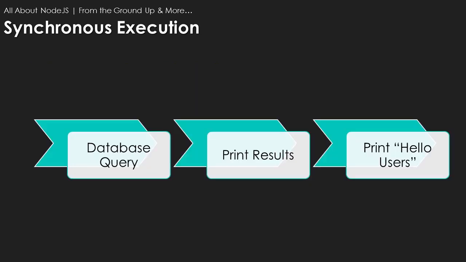So effectively, the execution is sequential and synchronous. For printing hello users, the preceding two tasks have to be completed first. In synchronous code, therefore, to handle a large number of concurrent requests, multi-threading is often used. Hold that thought for a moment though.